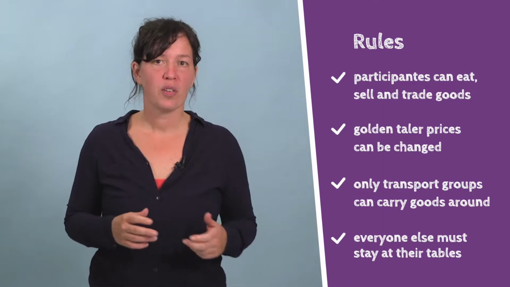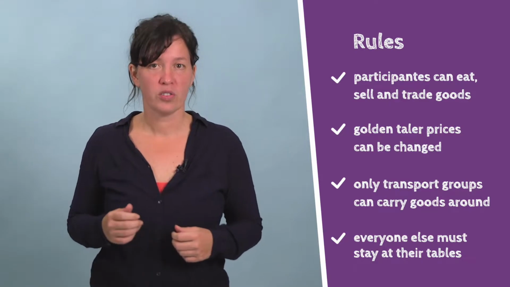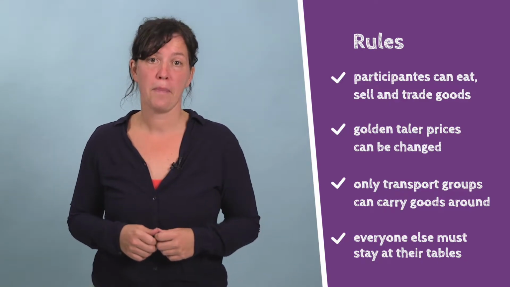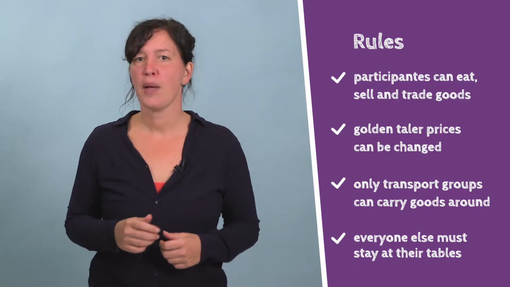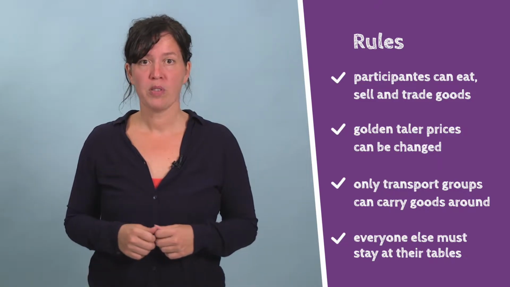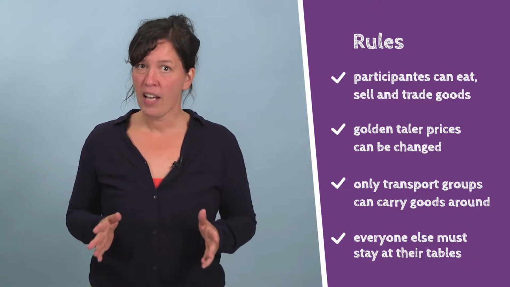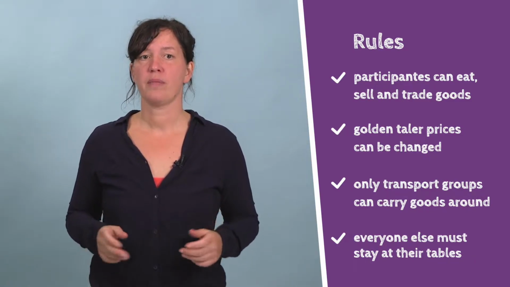These are the rules. Participants can eat goods on the tables. They can sell them or trade them with others. The golden thaler is the currency in the game. The suggested prices can be changed at any time. Only the transport groups are allowed to carry goods from one table to another. Everyone else must stay at their tables.